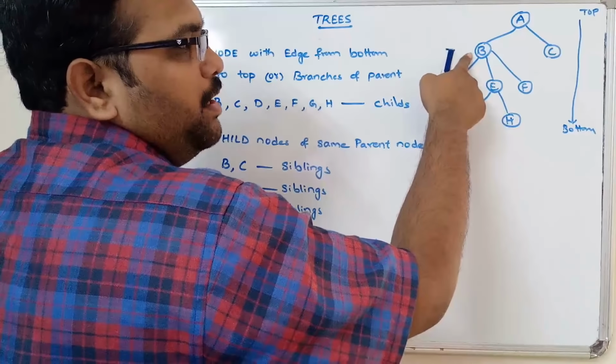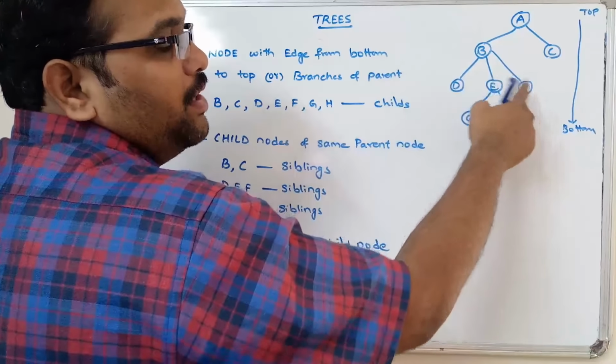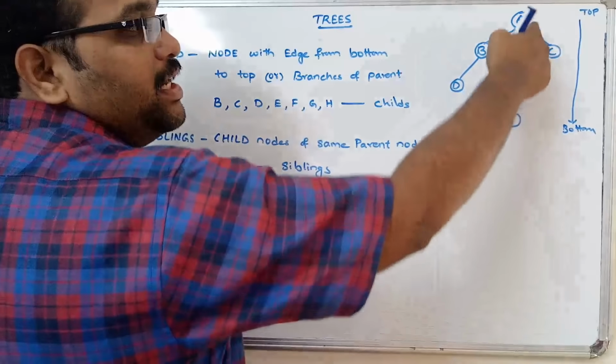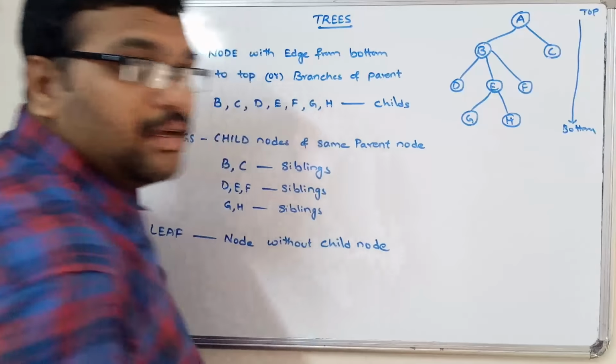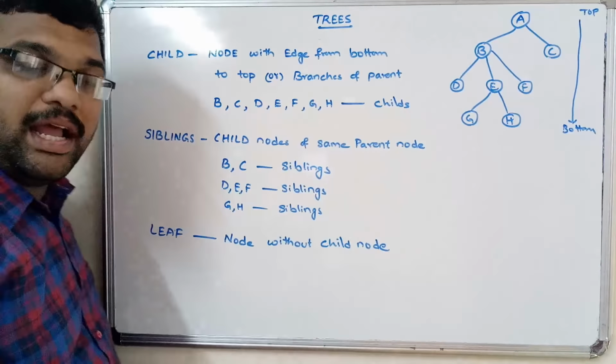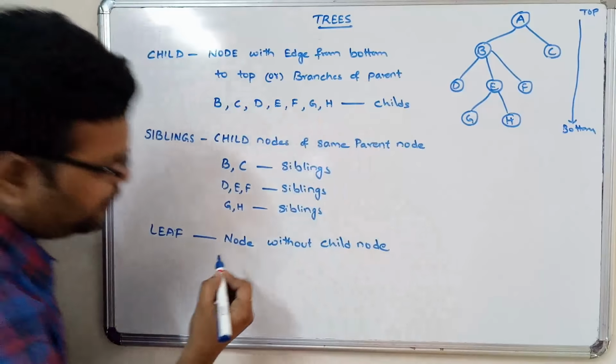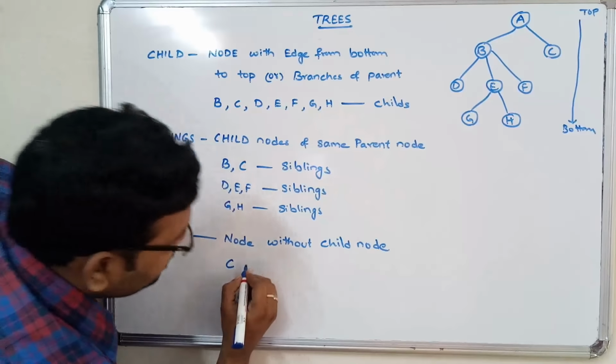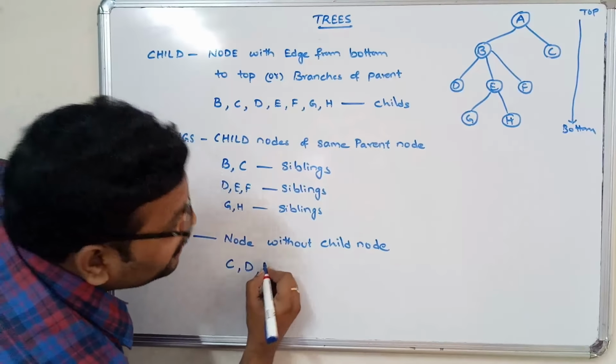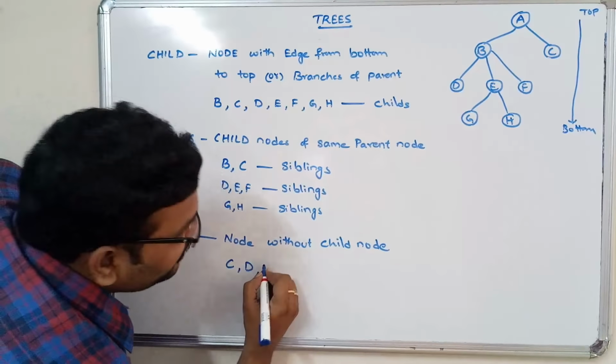Similarly, coming to B, B is having children D, E, F. E is having children G and H. A is having children B and C, right? So the node which is without any child node, that node we call a leaf node. So in our example, C is a leaf node. Similarly, D is a leaf node, F is a leaf node, G and H are leaf nodes. All these are the leaf nodes.